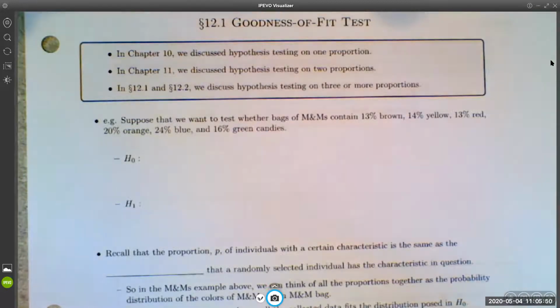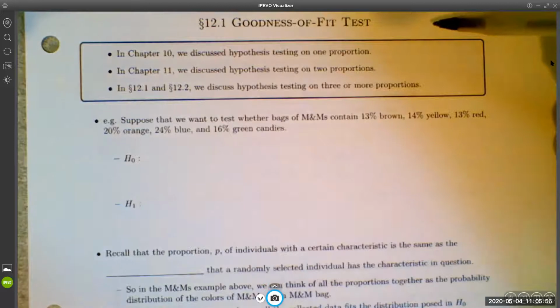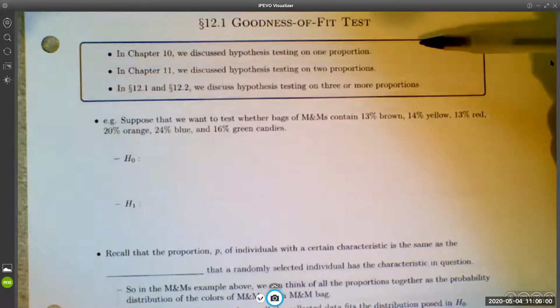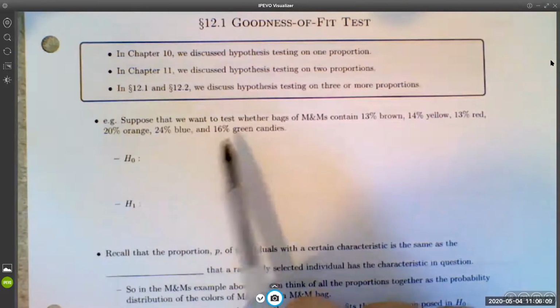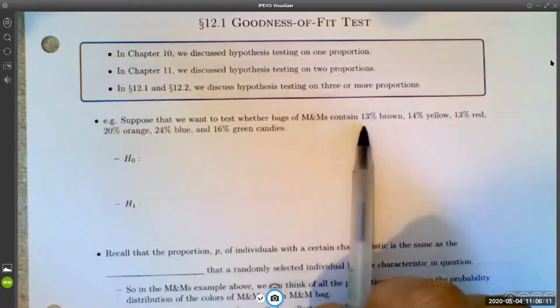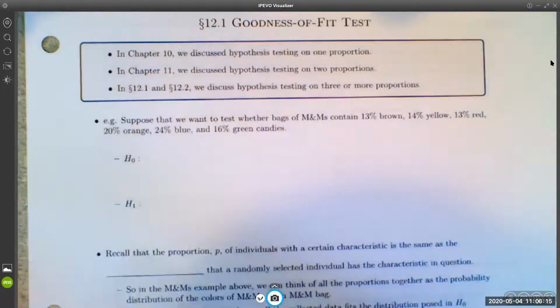But the first test that we're going to talk about in chapter 12 is called the goodness of fit test. The way that the goodness of fit test works is that if we're trying to figure out if a particular probability model fits with the data that we're given, then we would use a goodness of fit test to determine that. So for example, suppose that we want to test whether bags of M&Ms contain 13% brown, 14% yellow, 13% red, and so forth.